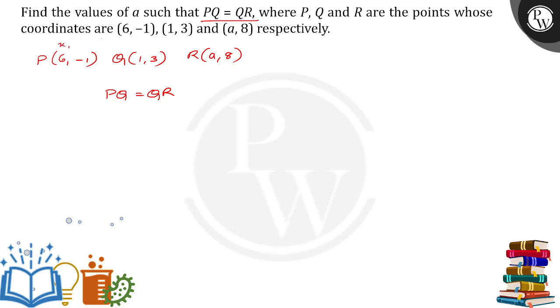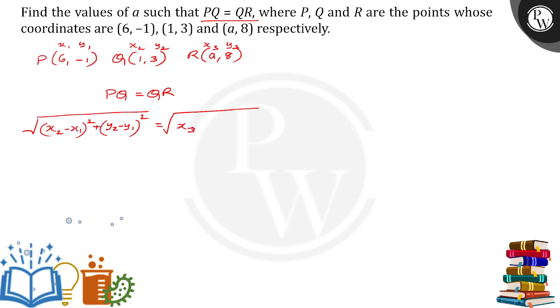So let's suppose P coordinates are x1, y1, Q is x2, y2, R is x3, y3. Then what is the formula we have to use for PQ? To find PQ, we can use the square root of (x2 minus x1) whole square plus (y2 minus y1) whole square, which is equal to the square root of the QR formula. QR will be the square root of (x3 minus x2) whole square plus (y3 minus y2) whole square. Now we have to substitute the values. Before that, the square root and square root we can cancel.